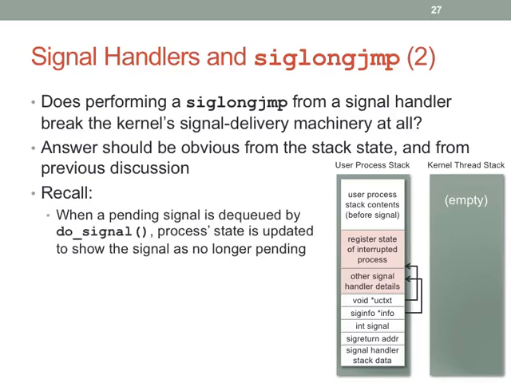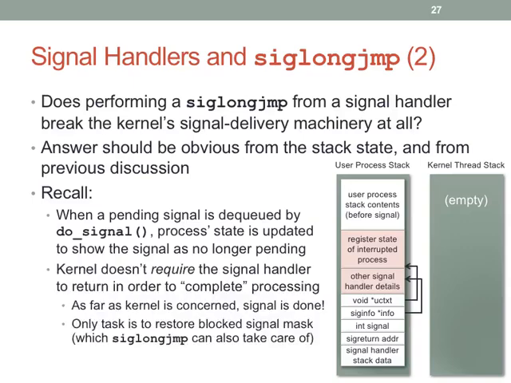Okay, so recall, the pending signal is dequeued. This is referring back to a detail that I mentioned earlier. When we dequeue a pending signal, we basically say the signal is being taken care of. So no longer is there any detail saying it still needs to be delivered. So doSignal does that before it invokes the user handler. So it doesn't care what the user handler does. And it doesn't require the signal handler to return to complete processing, even in those system call circumstances.